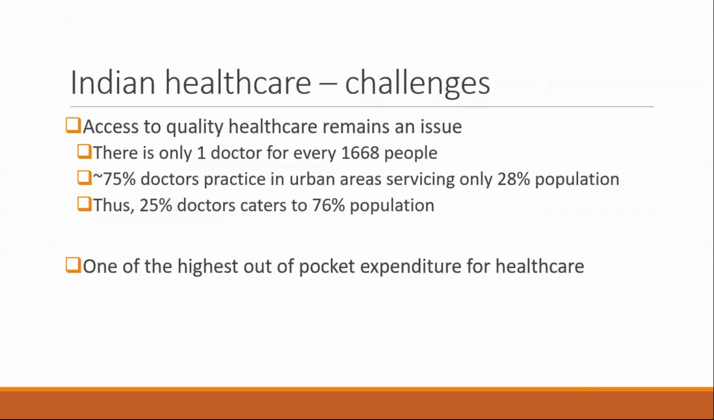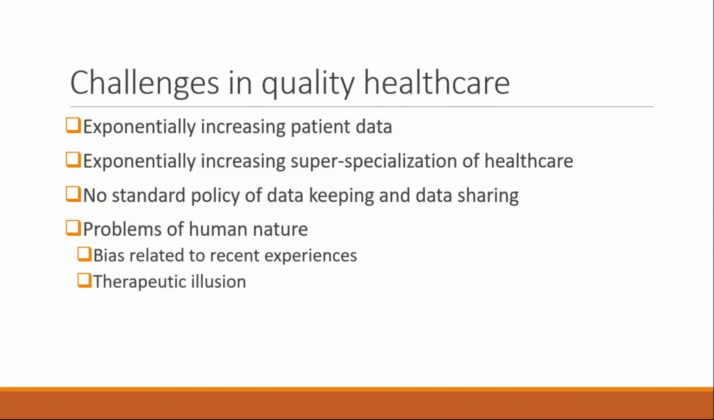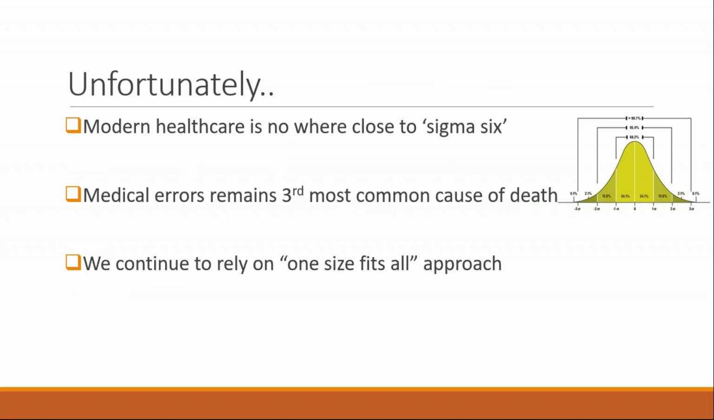The second problem is that we are one of the economies with one of the highest out-of-pocket expenditures for the health needs of our population. Quality healthcare also has problems globally: an exponentially increasing amount of patient data, and exponentially increasing super-specialization of healthcare, where we tend not to communicate with our counterparts in different specialties. There are no standard policies of data keeping and data sharing, and problems of human nature, such as therapeutic illusion and recency bias, are already inherent in healthcare.